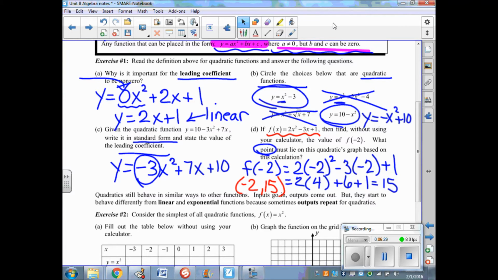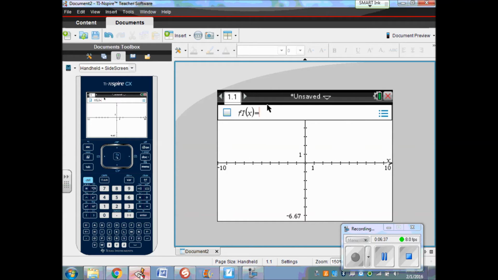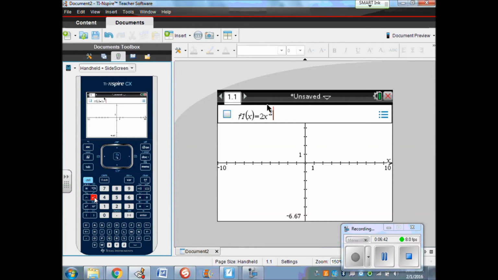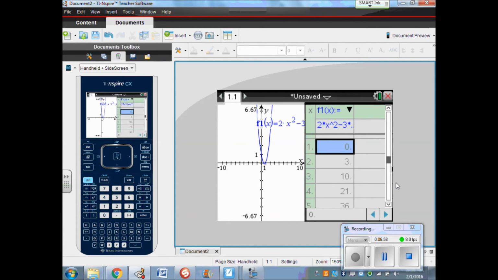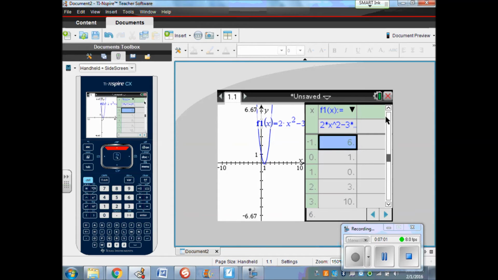in the table. All right, so if I look at that, real quick, if I put that into a graphing page, so 2x squared minus 3x plus 1, enter. So that's what the graph looks like. And then if I hit Control T and I search and I go to -2, there it is, -2, 15 is on that graph. Okay.